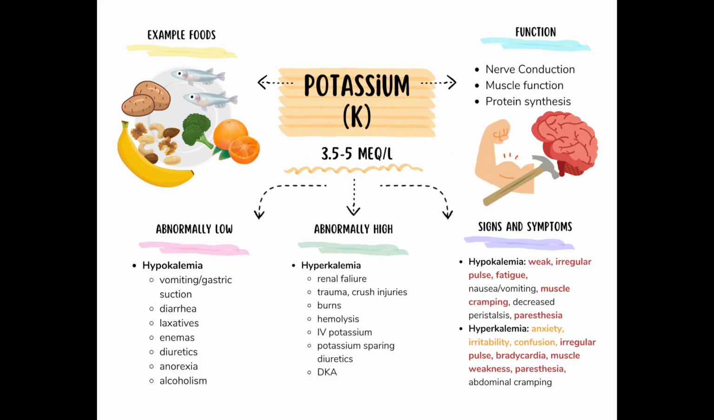The next electrolyte we're going to talk about is potassium. Potassium's normal range is 3.5 to 5.